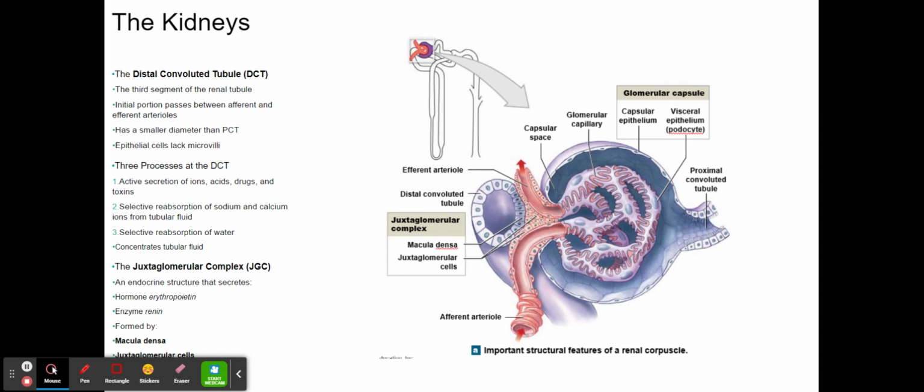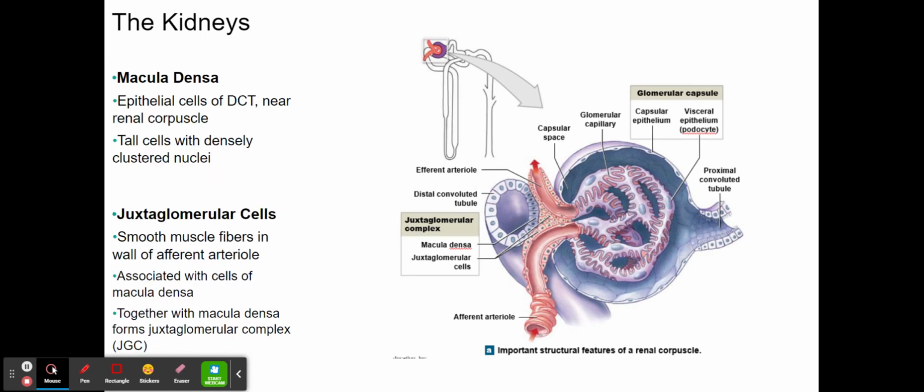The DCT is an important site for three vital processes. 1. The active secretion of ions, acids, drugs, and toxins into the tubule. 2. The selective reabsorption of sodium ions and calcium ions from tubular fluid. And 3. The selective reabsorption of water, which assists in concentrating the tubular fluid. The epithelial cells of the DCT near the renal corpuscle are taller than those elsewhere along the DCT, and their nuclei are clustered together. This region is called the macula densa.